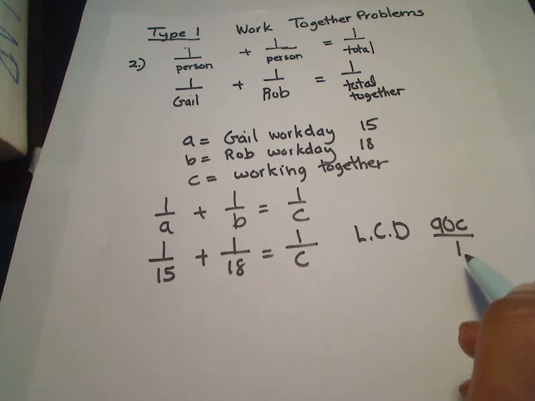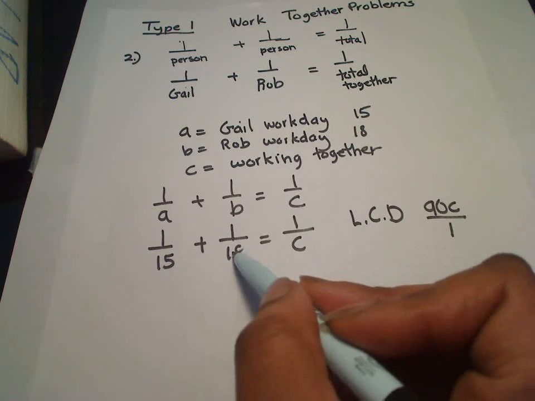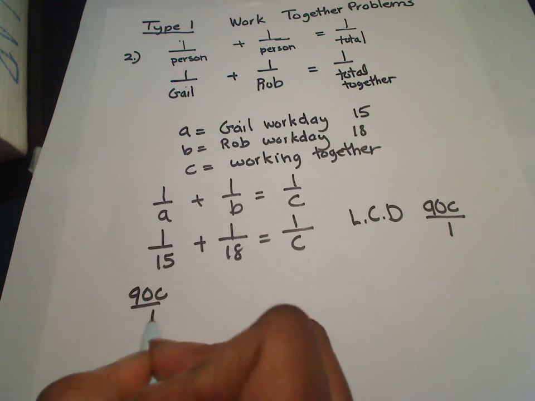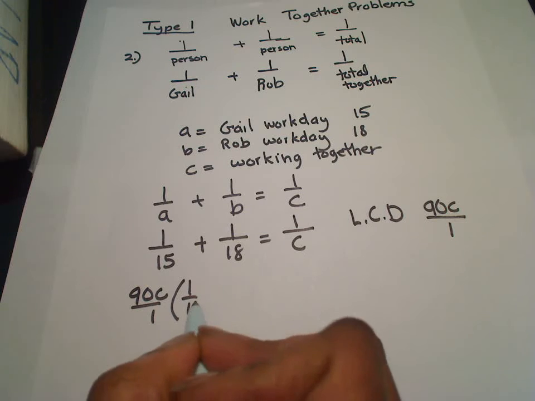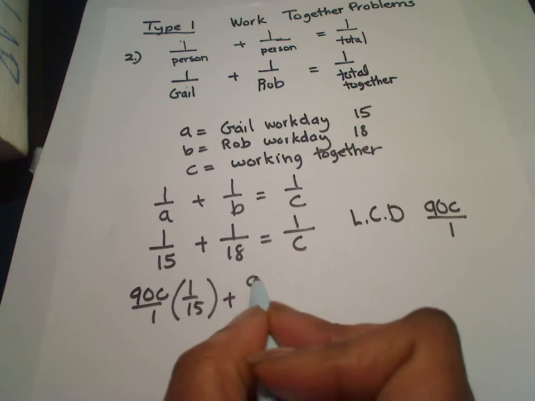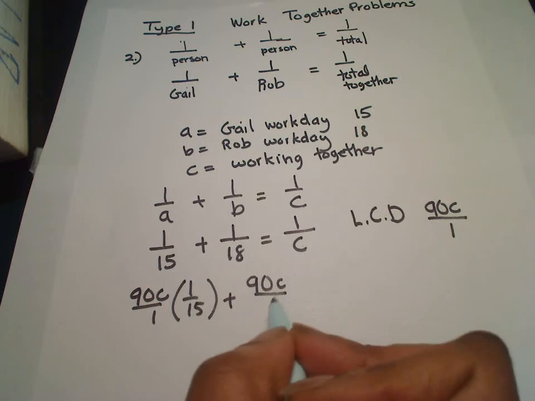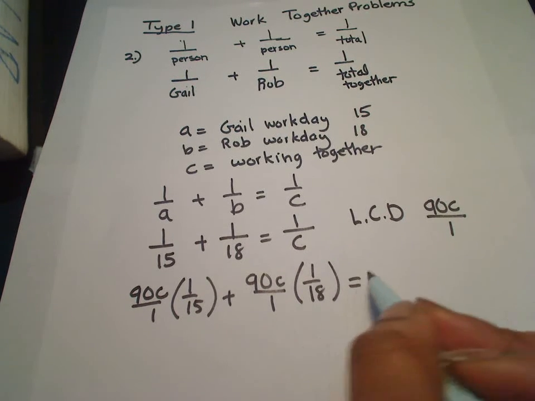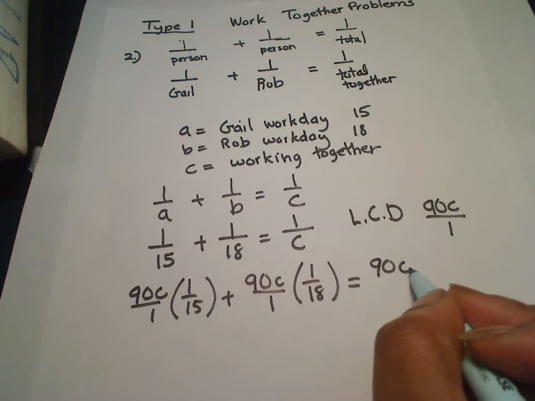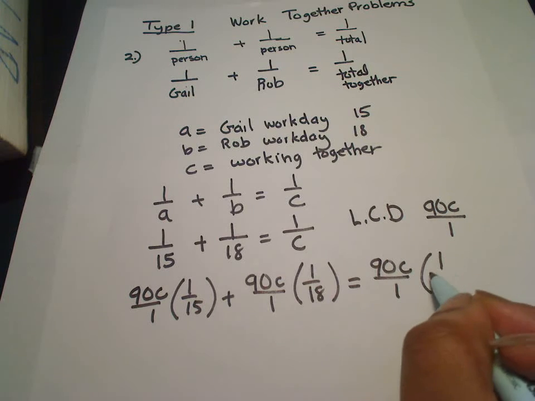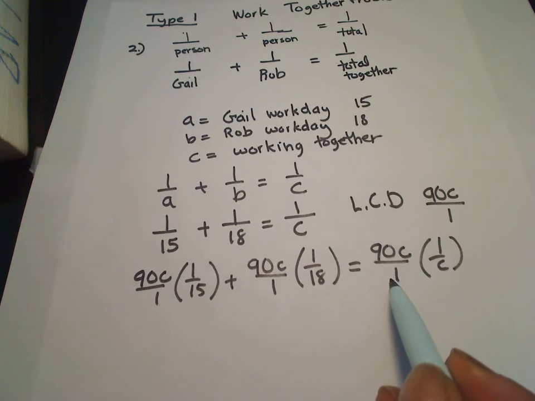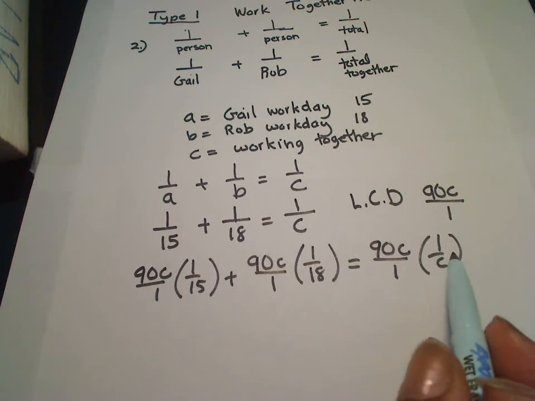Take your LCD and multiply it by each one of the terms. So I'm going to put 90C over 1 times 1 over 15 plus 90C over 1 times 1 over 18 equals 90C over 1 times 1 over C. By doing this, we are going to end up canceling out our denominators.